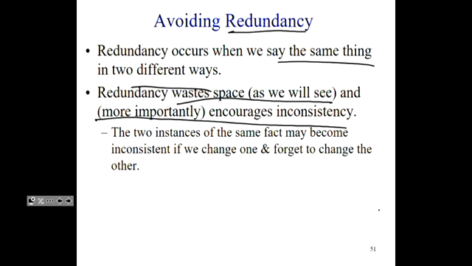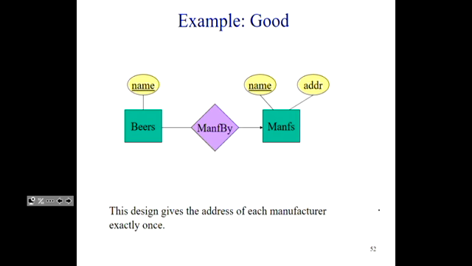Okay, so the inconsistency basically leads from the fact that if you have two ways of recording the same fact, these two ways may become inconsistent with each other, and because of that, it may lead to errors in your data, right? So if you change one and you forget to change the other, it leads to inconsistencies. You don't want that happening.